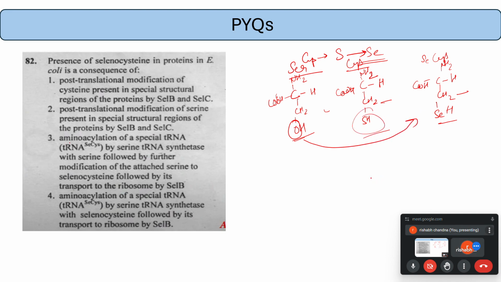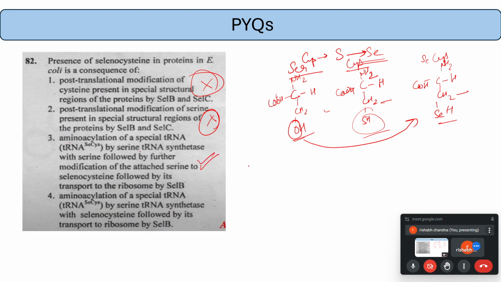Okay, so the first option states that PTMs of cysteine present in special structural regions of the proteins by cell B and cell C. So no, this doesn't happen inside the cell. Then PTM of serine present in special structural regions of the proteins by cell B and cell C. No. Then we have aminoacylation of a special tRNA selenocysteine by serine tRNA synthetase with serine followed by further modification of the attached serine to selenocysteine followed by its transport to the ribosome by cell B. So yes, this happens in the correct way.